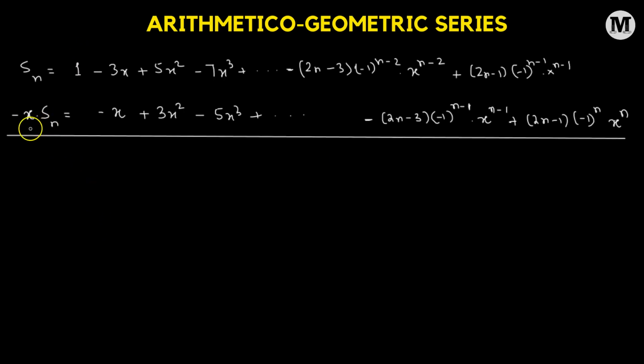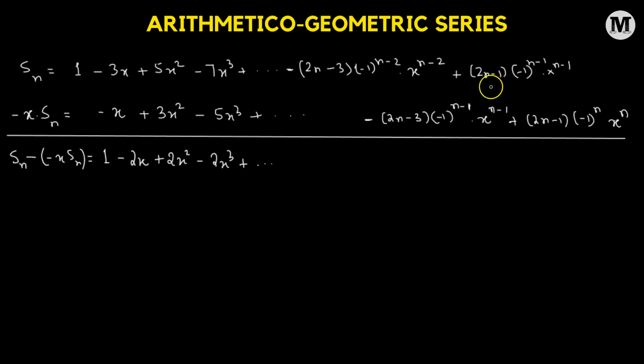Now what we'll do is perform a subtraction. We will take Sn, and from here we're going to subtract negative x Sn. That means on the right hand side, we start with 1. Now we're going to subtract negative x from negative 3x. So negative 3x minus negative x gives us negative 2x. Then 5x squared minus 3x squared gives positive 2x squared. Negative 7x cubed minus negative 5x cubed gives us negative 2x cubed. So this is going to continue.